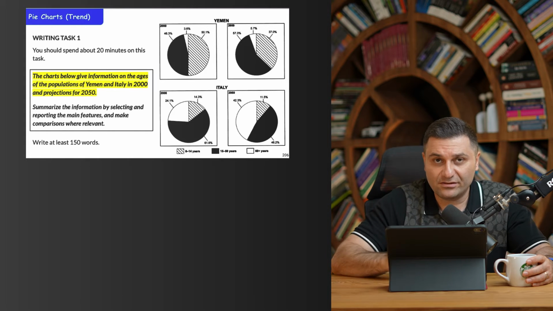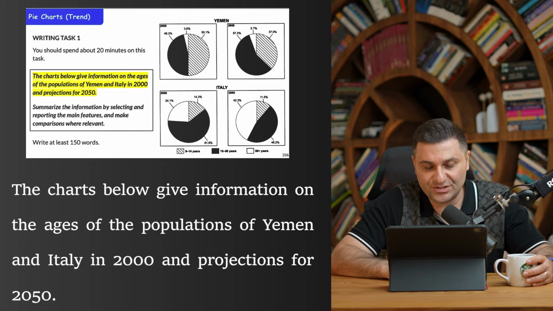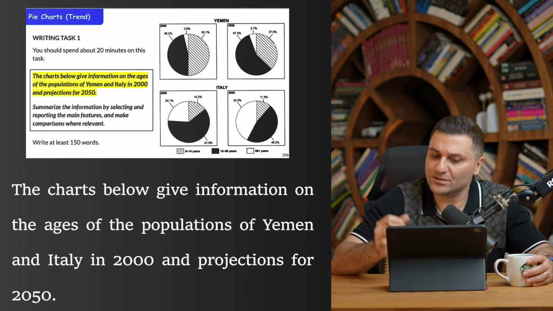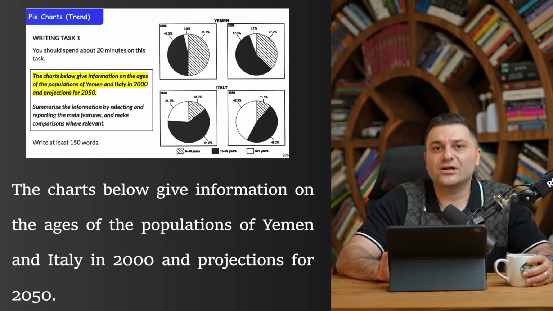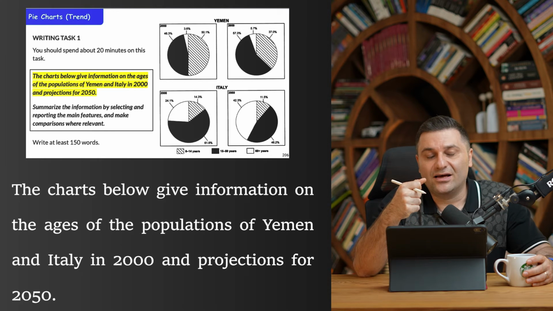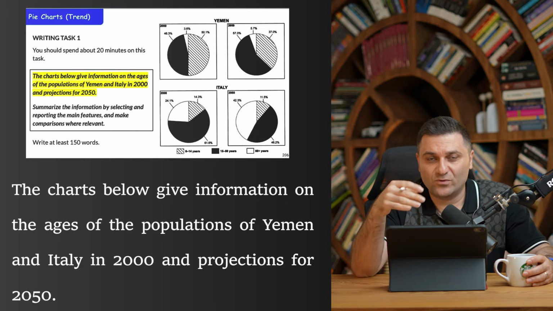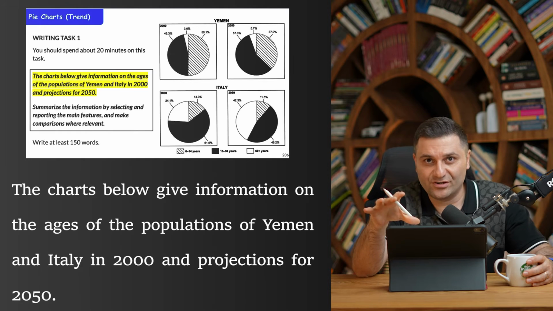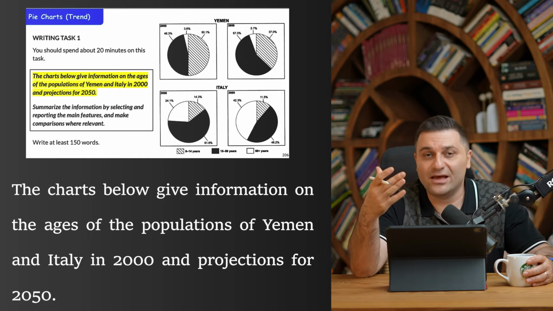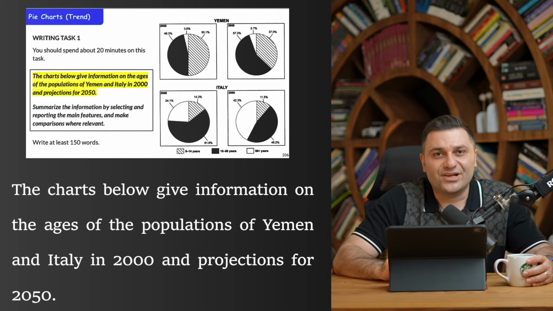So let's take a look at question. The charts below give information on the ages of the populations of Yemen and Italy in 2000 and projections for 2050. So this is the question. Now we're going to change the words like the three charts we did before. We're going to change the words, and we're going to change the structure of the question to make an opening sentence.